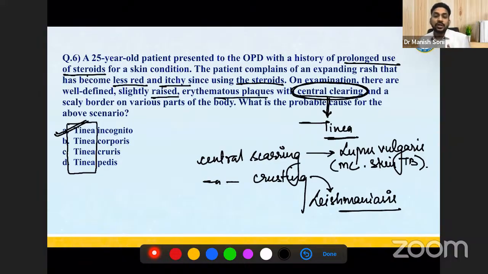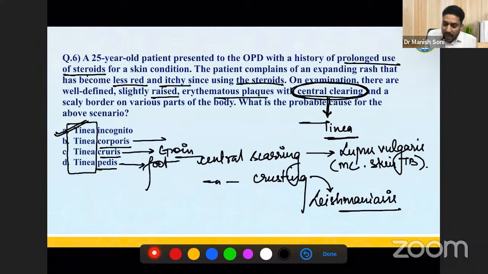This question was asked very recently in your screening exam. It is a previous year question: tinea incognito. Remember that tinea corporis, tinea cruris and tinea pedis depend on the site. When it involves the foot, we call it tinea pedis. When it involves the groin, that is tinea cruris. And if the body is involved, then it is tinea corporis. But if the patient is applying steroids, it is tinea incognito. Because steroid is written here, the answer is tinea incognito.